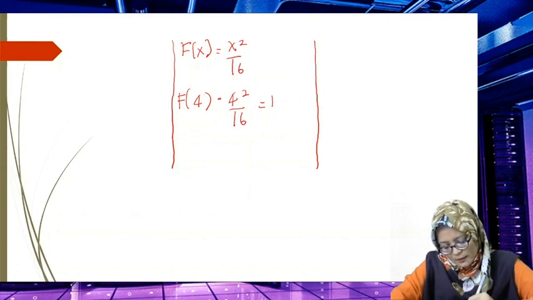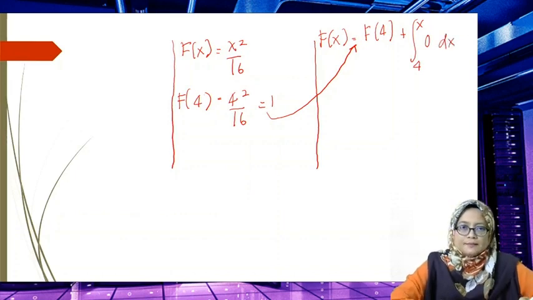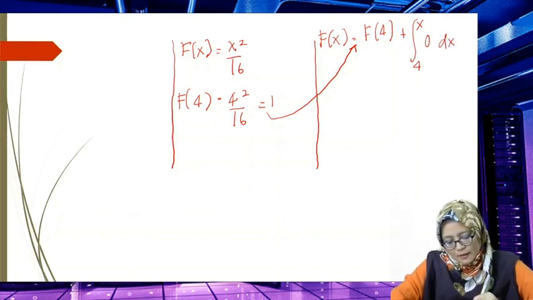Okay, ni saya sambung dekat sini lah. So fx, nilai ini akan masuk dekat sini, means that f4, tambah integrate daripada 4 to x. Third interval tadi kita tak ada function, so 0 dx. Ini F4 tadi kita dah cari nilai dia 1. So integrate 0 dx, kita dapat 0.